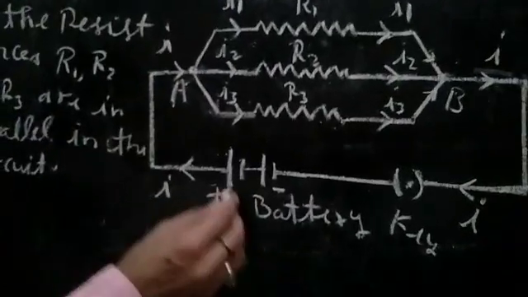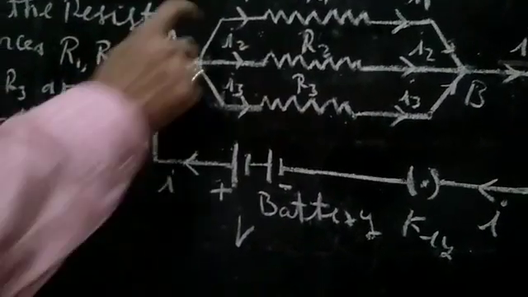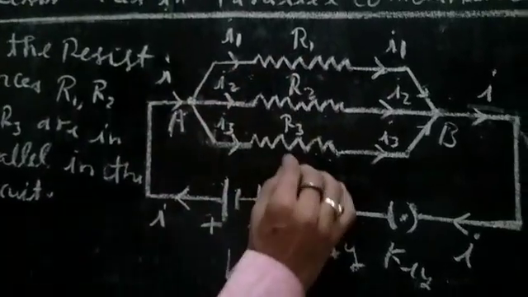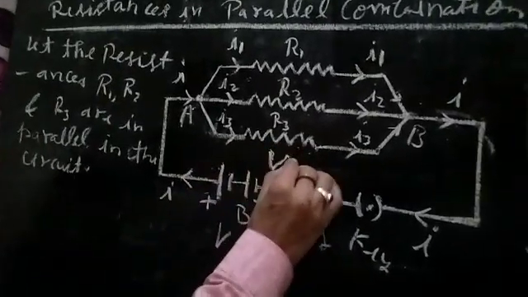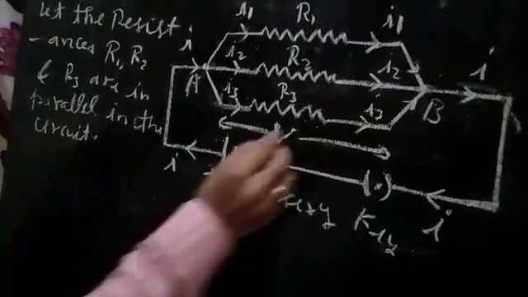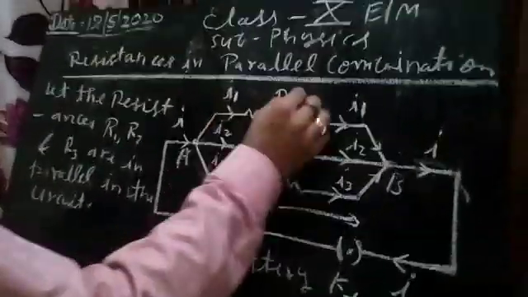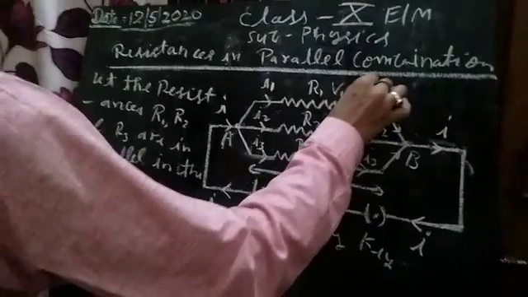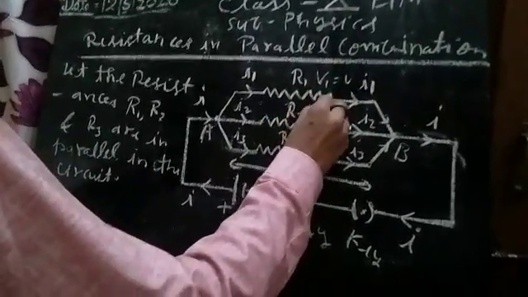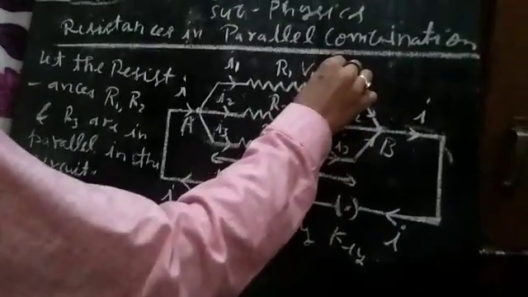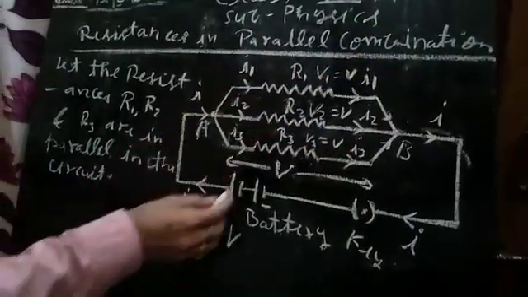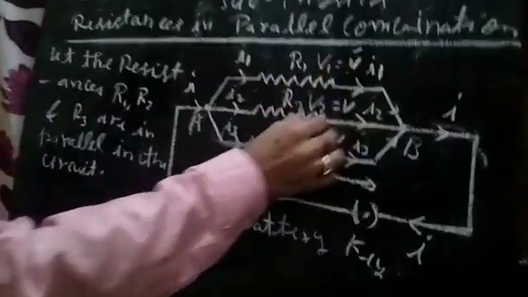The battery supplies the voltage V to the resistances, and the voltage will be the same. If you connect a voltmeter, the voltage V will be the same: V1 is also V, V2 is also V and V3 is also V. Means same voltage, all having the same voltage V.